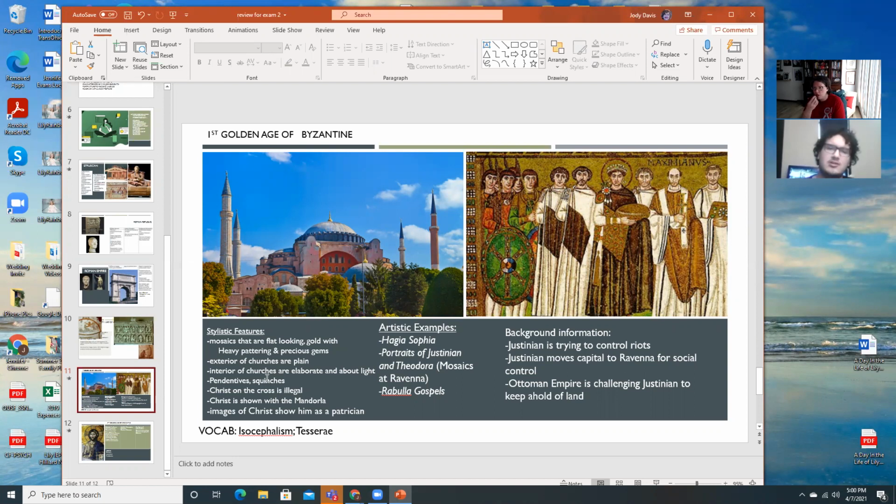Are we still considering the outside of churches lackluster at this point? Because yes, I mean, from a historical perspective, that would only change in the second golden age of Byzantine. Right. But looking here at Hagia Sophia, that doesn't seem exact. I wouldn't define it as lackluster, but yeah.